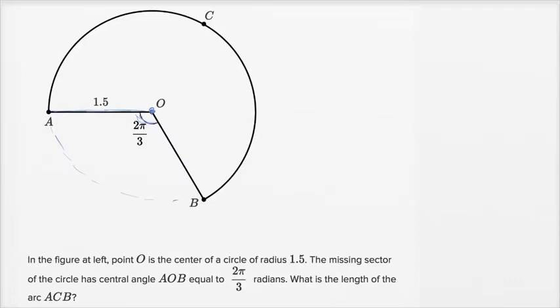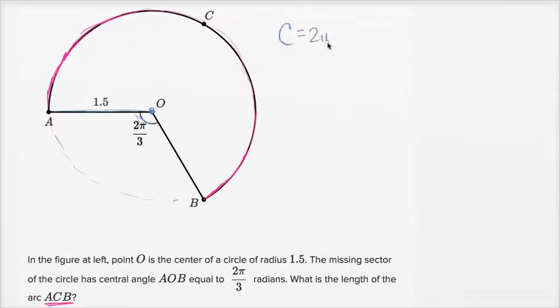Now ACB is this arc. It's kind of the rest of the circle, the part that's not missing. So this is ACB right over here. Well, the way that I would tackle this, I would think, what's the circumference of the entire circle, and then what fraction of the entire circle is this arc length? So let's first think about the circumference of the entire circle.